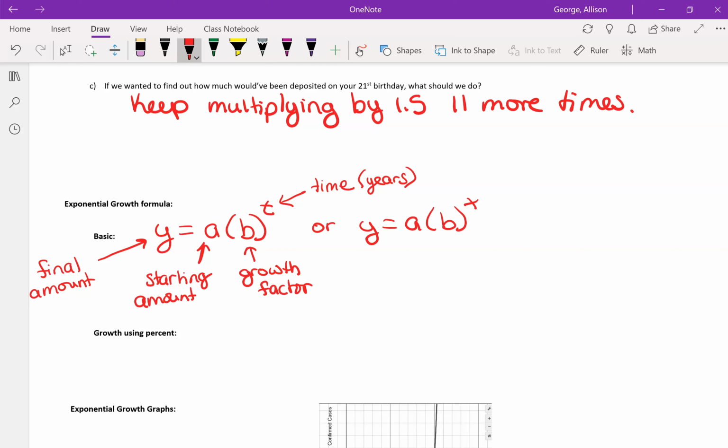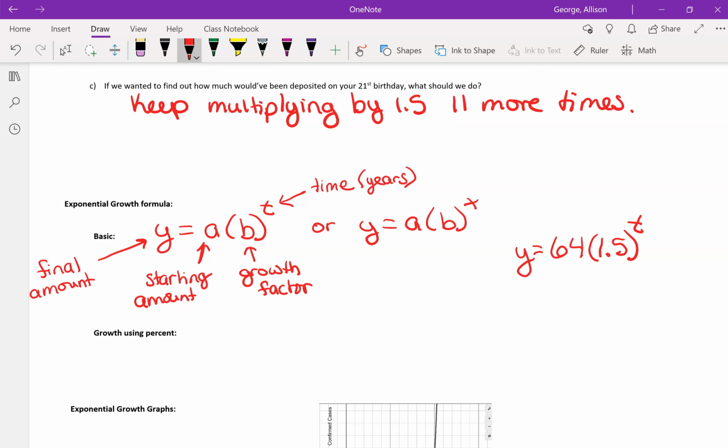So for that problem that we were just doing, our parents gave us $64 in our account to start with, and then each time we were multiplying by 1.5, and then t was our number of years. So to answer that last question, all we would have to do is substitute in 21 for t, mash the buttons in our calculator, and it would tell us how much they were depositing on our 21st birthday. So that's a much shorter way of finding that than sitting there and mashing the times 1.5, like 21 times, if we were starting from there.